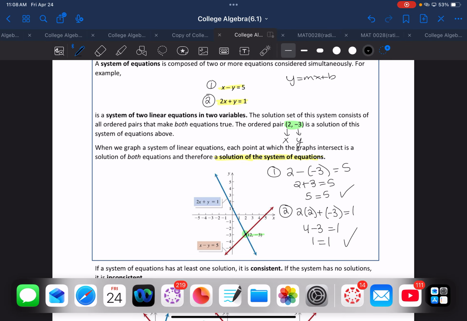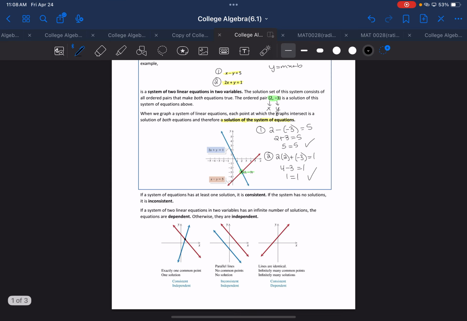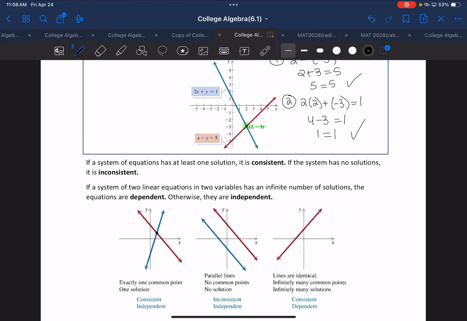So I'm going to scroll down. Is that okay? Good? Okay.